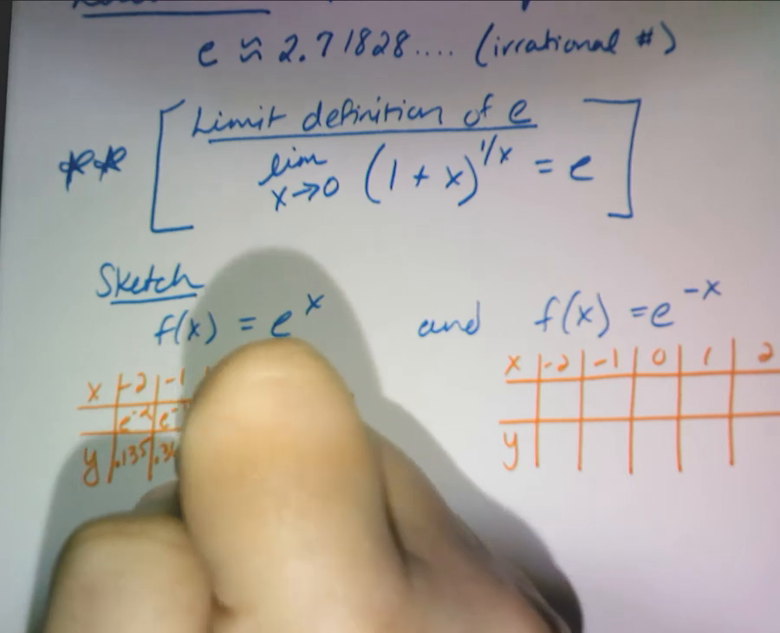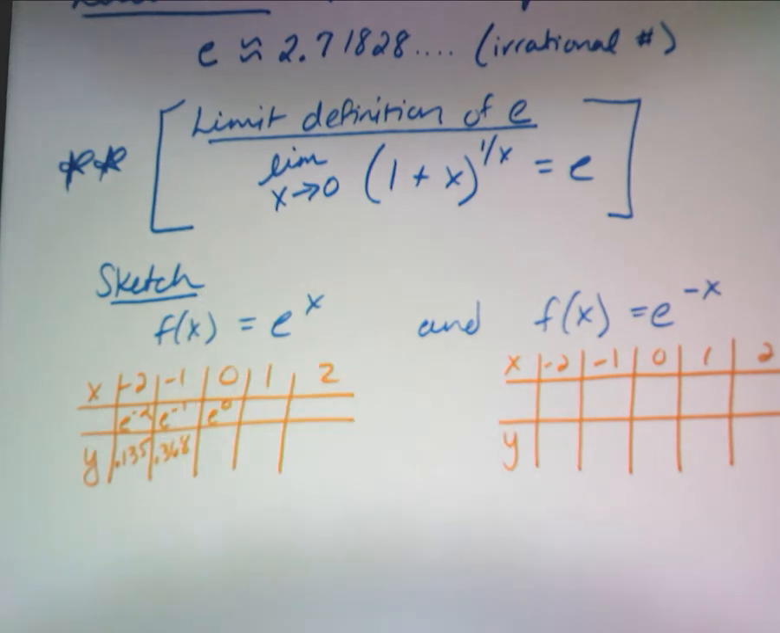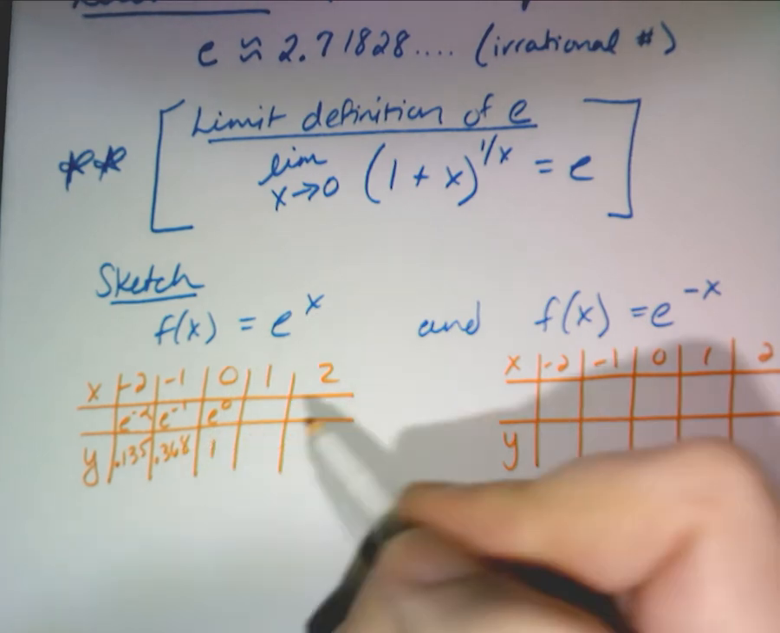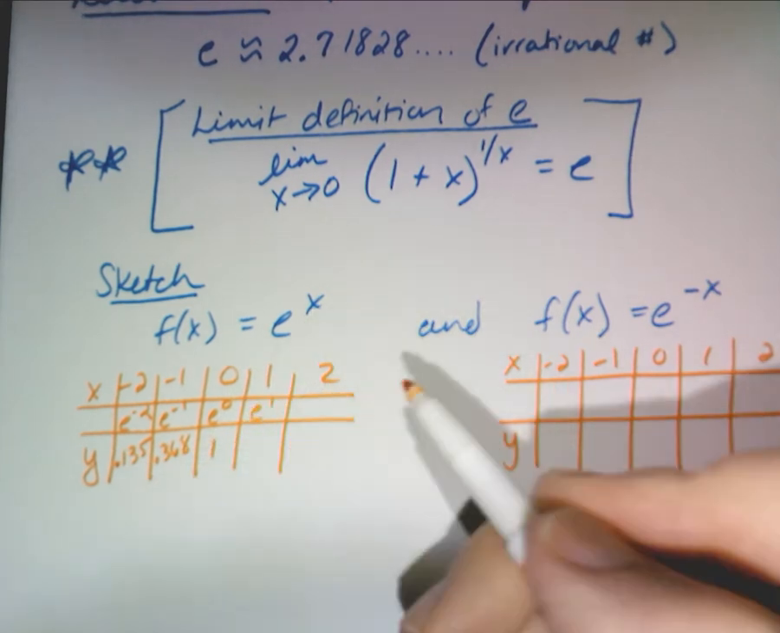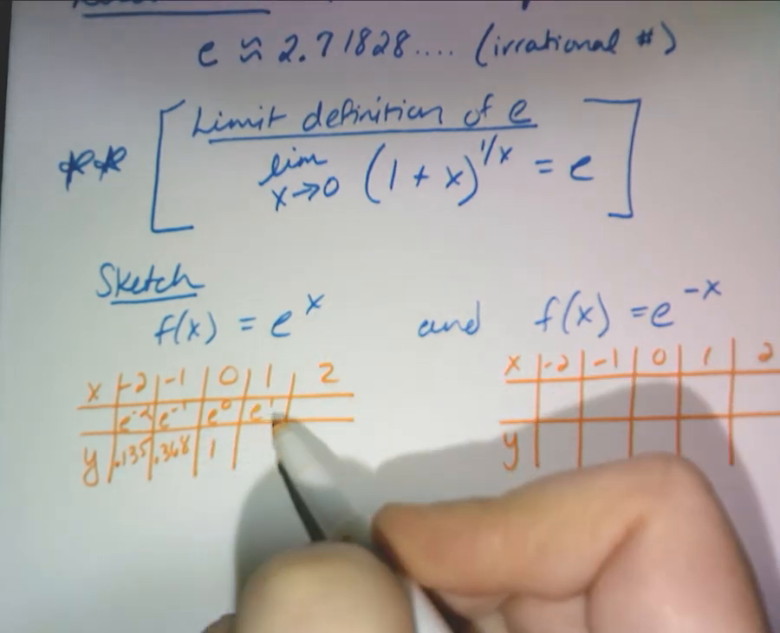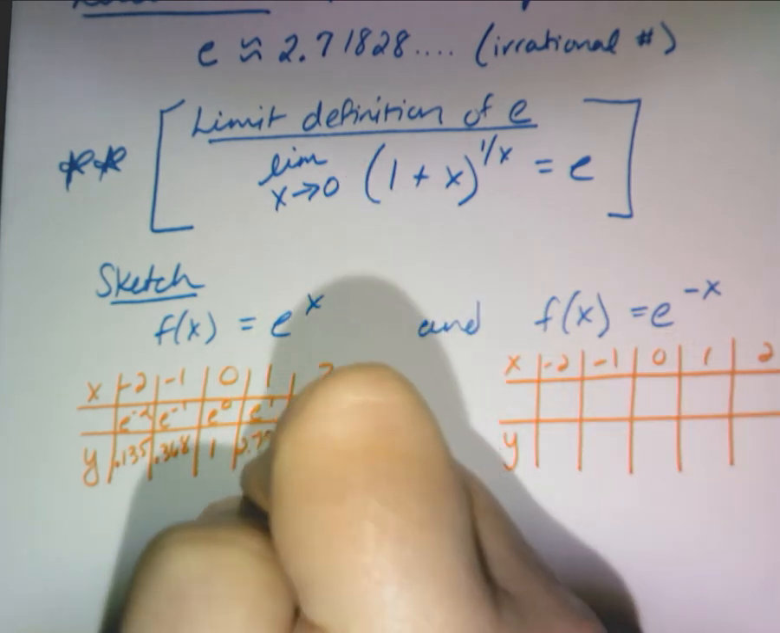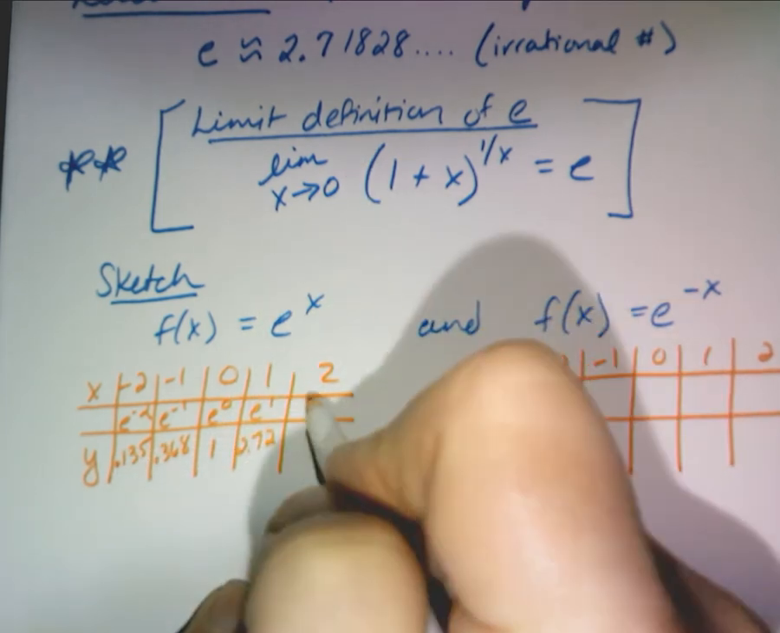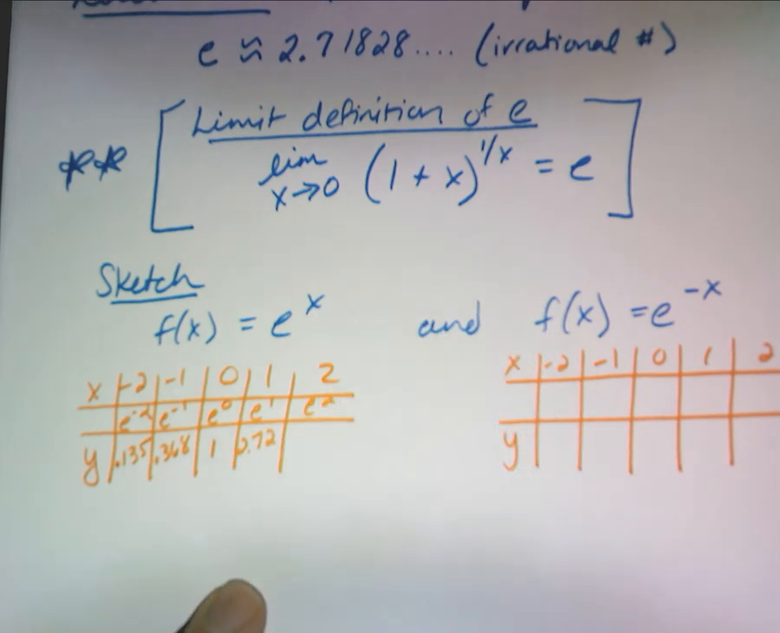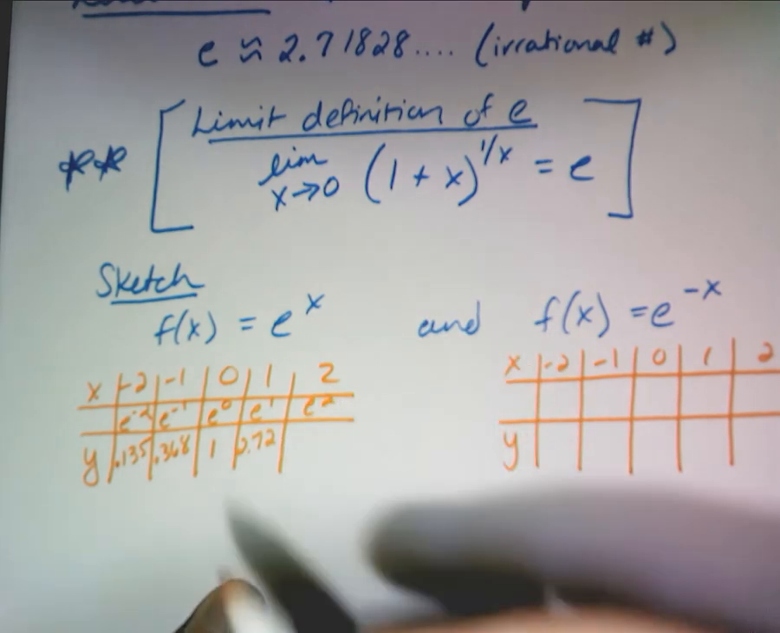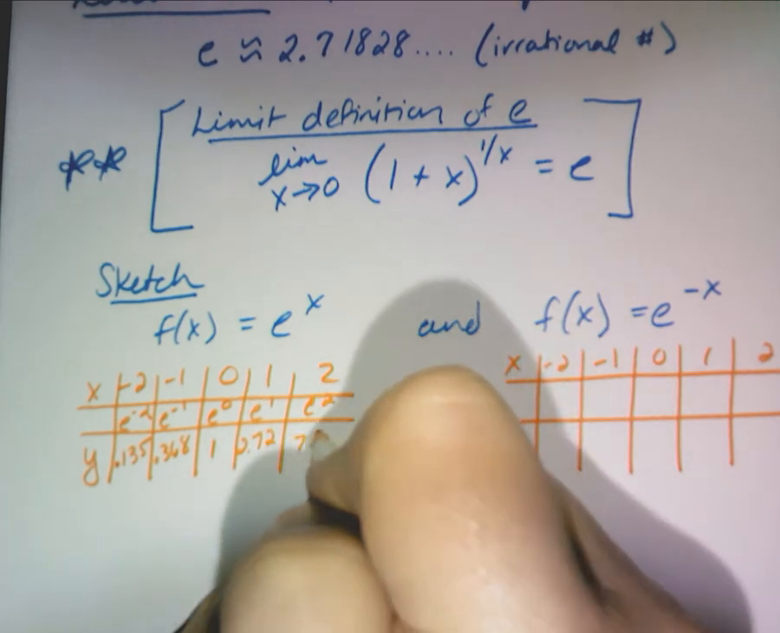Now this one I'm not going to use a calculator for because e to the 0, anything to the 0 is what? 1. e to the 1, well, we know what e to the 1 is. What is e to the 1? Look above your notes. 2.72. And then this is e squared. And e squared is, let me see, I think it's 7 point something, 7.39.